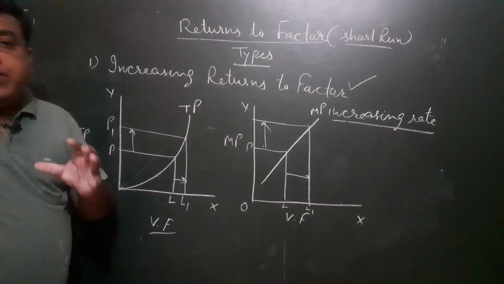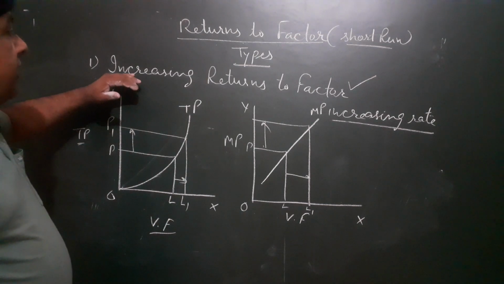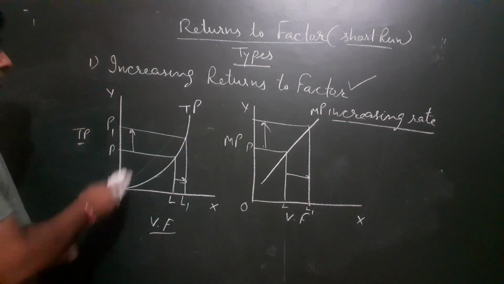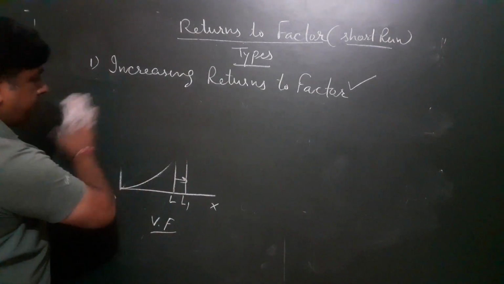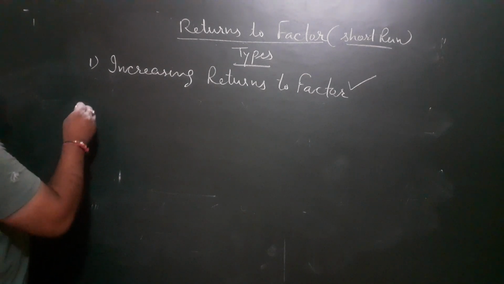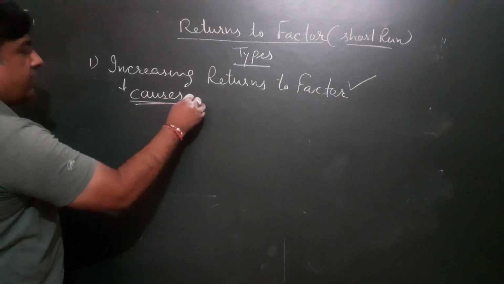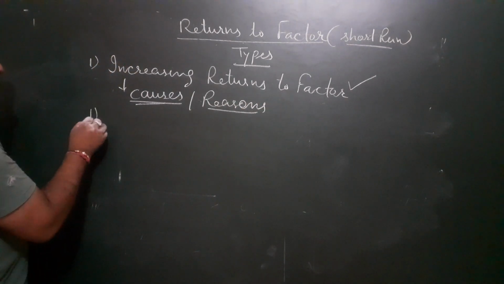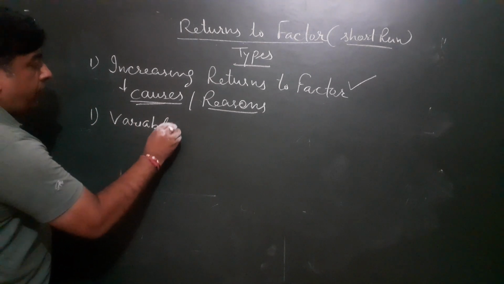Now we will discuss why increasing returns to factor occurs. What are the causes, the reasons, of increasing returns to factor? The first one is variable factor.